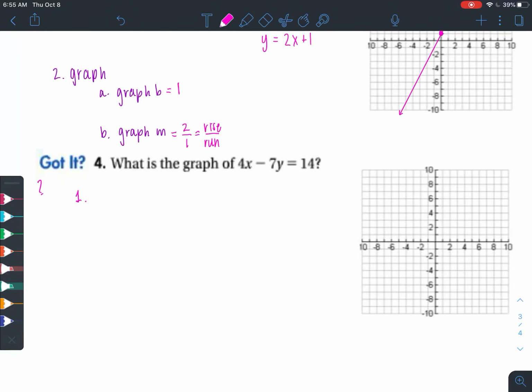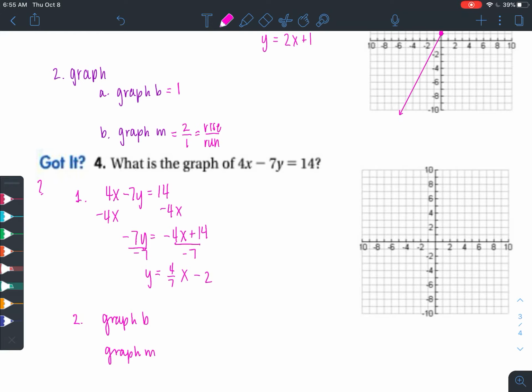All right, so first you should have found this equation in slope-intercept form. So subtract 4x, get negative 7y equals negative 4x plus 14. Divide by negative 7. Get y equals 4 over 7x minus 2. So in step 2, we're going to graph b and then graph m. So b is equal to negative 2. So we're going to go down 2 on the y-axis.